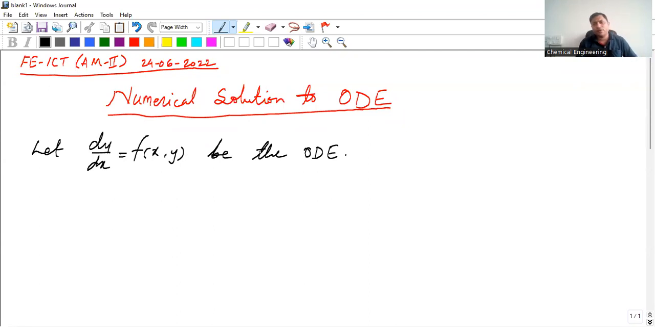Here we should be provided with some initial conditions to solve this equation completely. Otherwise we will get the general solution. But being engineers, we are more interested in the values rather than the nature of the values. For example, if somebody says the solution is going to be some constant, what is the value of the constant? That is what we are more interested in.